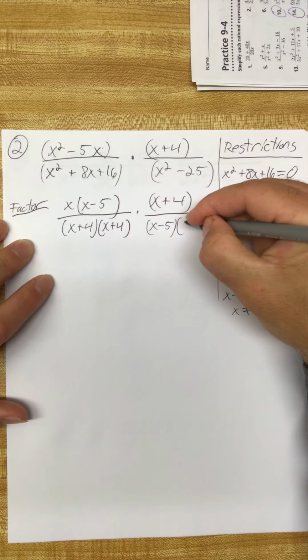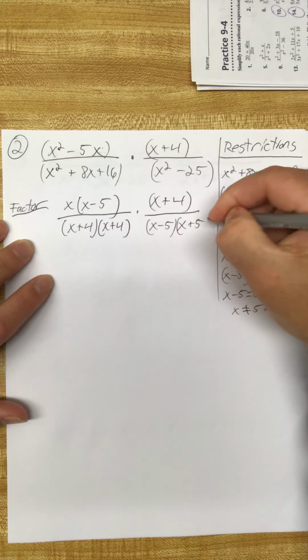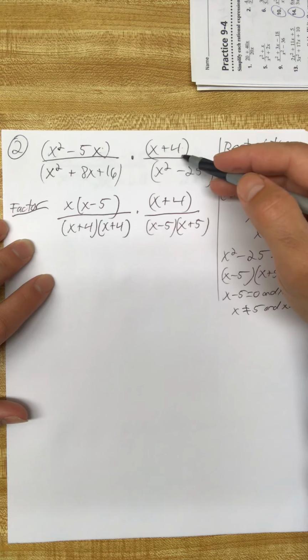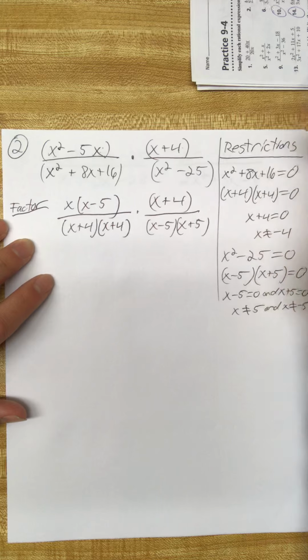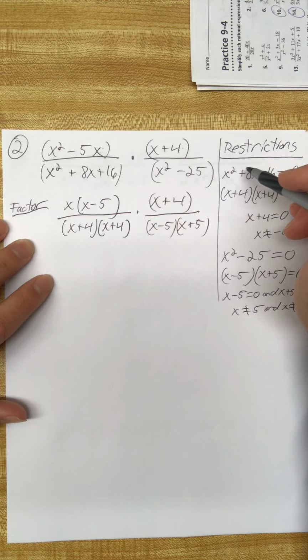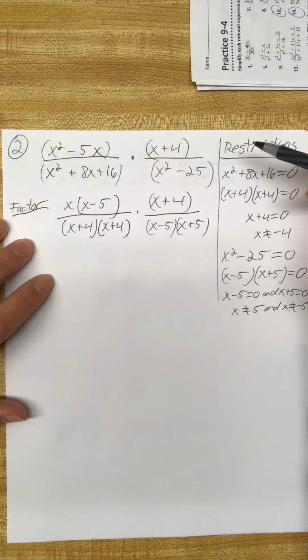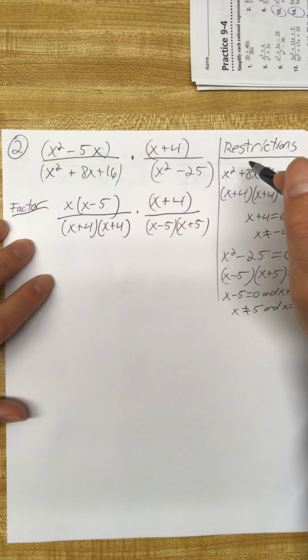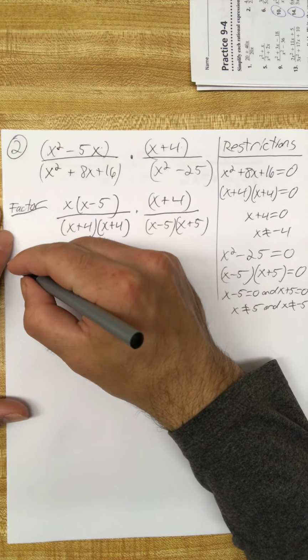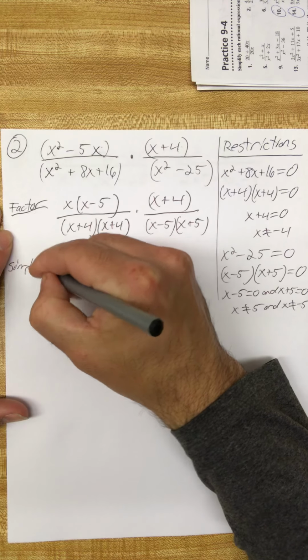Already factored this denominator. Again, this numerator here, you can't factor anything. X plus 4, that's just there, okay? You can't do anything. I just put it there to show you guys, like, hey, maybe sometimes you're just going to run across something that you can't factor anything out of. All right, so let's simplify this.